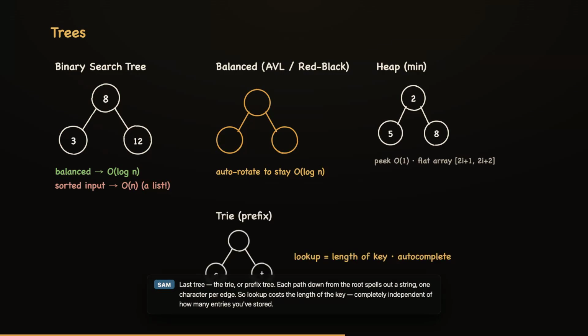Last tree, the trie, or prefix tree. Each path down from the root spells out a string, one character per edge, so lookup costs the length of the key, completely independent of how many entries you've stored. That's the magic. With 1,000,000 words in the trie, looking one up still only costs the length of that one word. Autocomplete, spell checkers, and IP routing tables all run on tries.